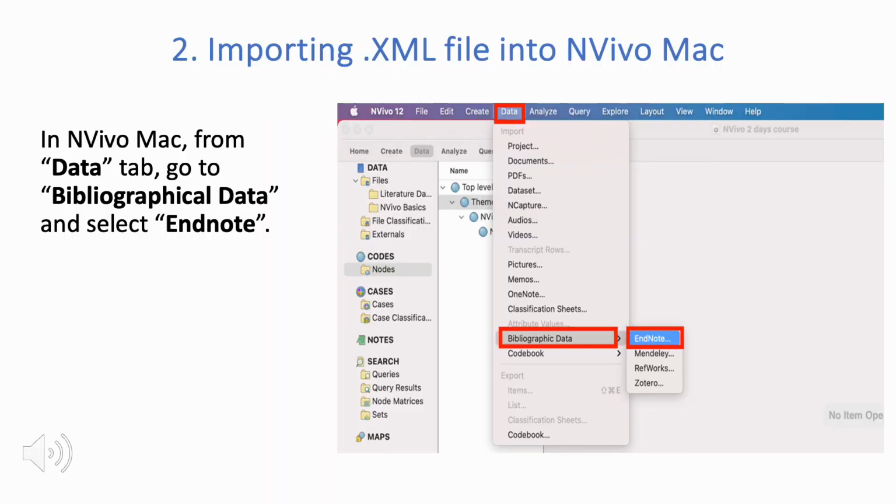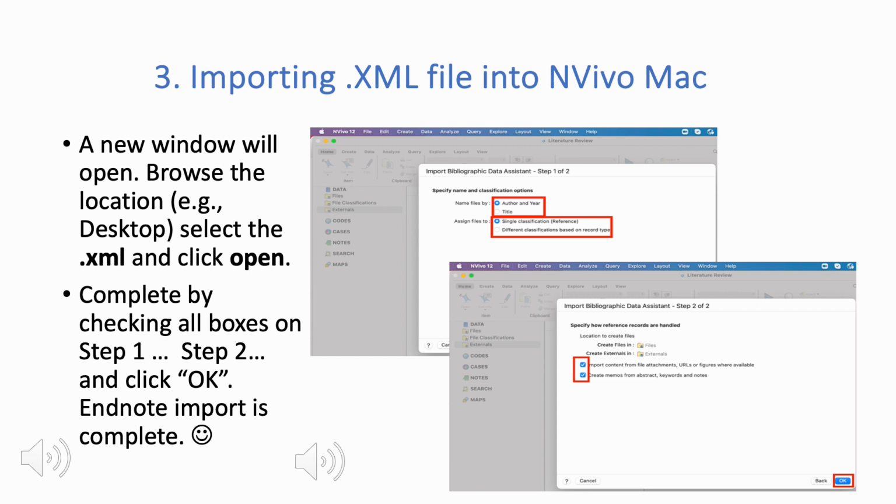To import the .xml file into NVivo Mac, go to the Data tab, and from Data go to Bibliographic Data, and from here you can select any of these versions: Mendeley, RefWorks, Zotero, or EndNote. In our case, we will select EndNote. A new window will open. Browse the location, for example, desktop, and locate or select the .xml file and click Open. After that, complete the other two steps by making the decisions and click OK. I will now show you how to do this live.